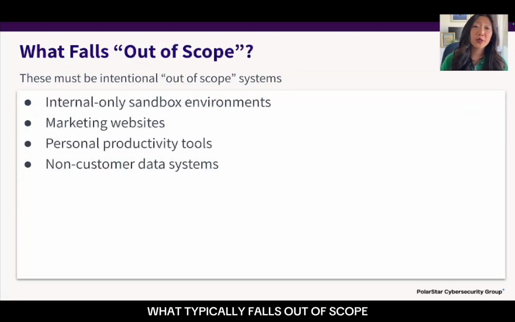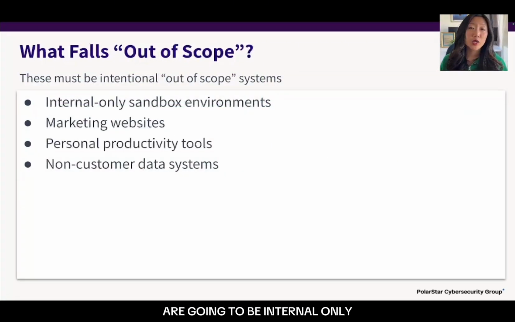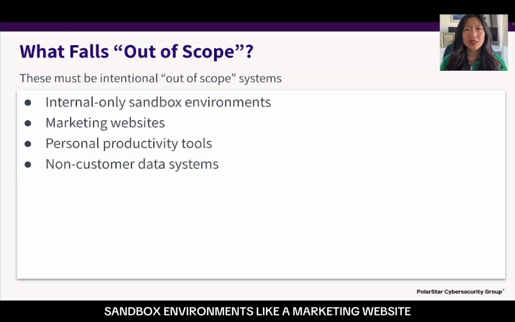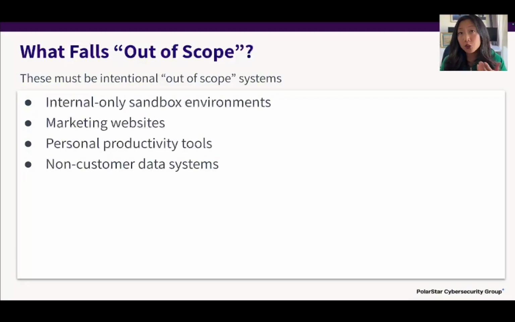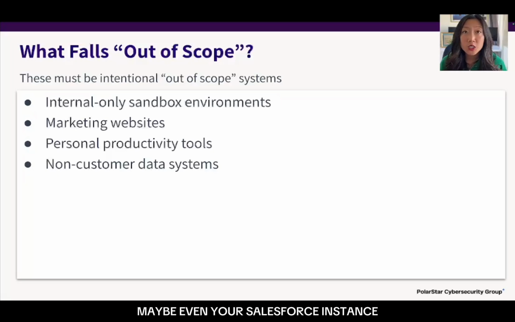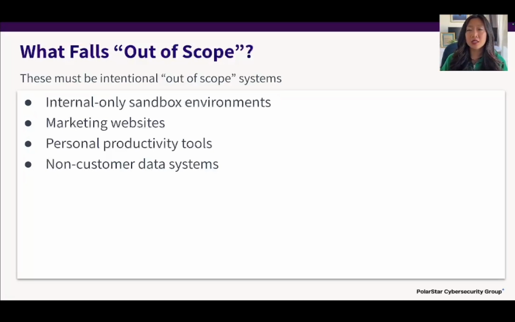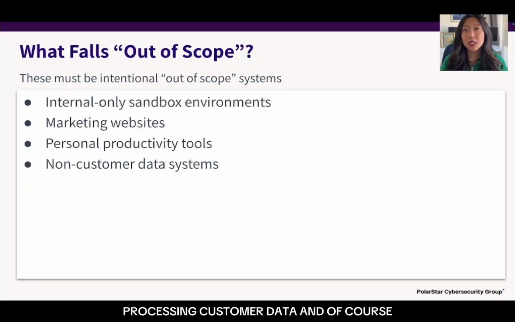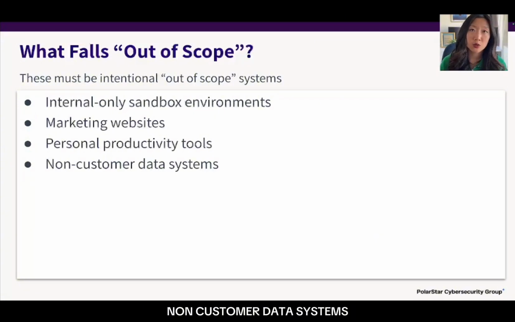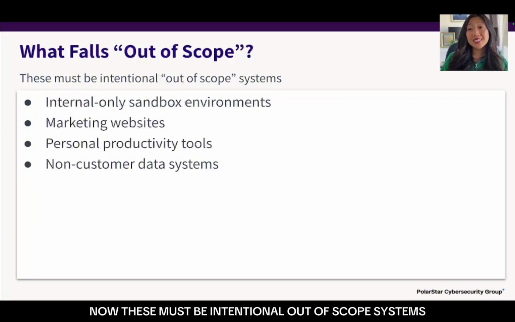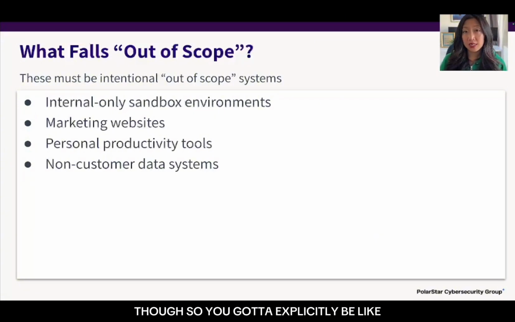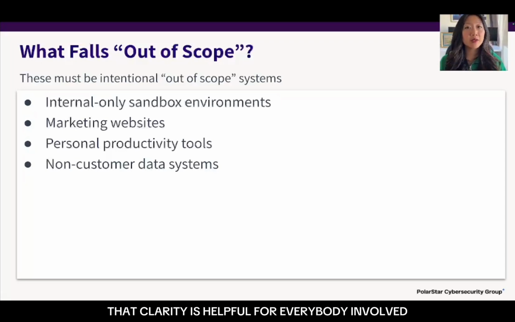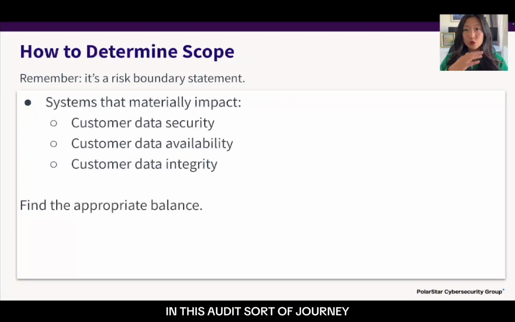What typically falls out of scope are internal-only sandbox environments like a marketing website, personal productivity tools. Think about Outlook, Gmail, maybe even your Salesforce instance, if it has nothing to do with processing customer data, and of course non-customer data systems. Now these must be intentional out-of-scope systems though. So you've got to explicitly say, this is what we're looking at. This is what we're not looking at. And again, that clarity is helpful for everybody involved in this audit journey.